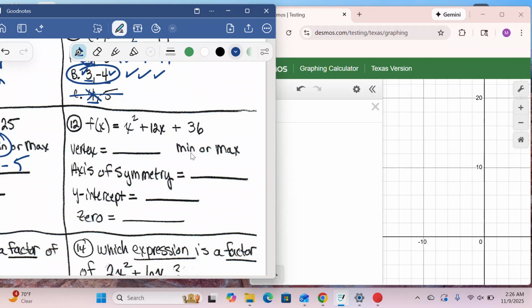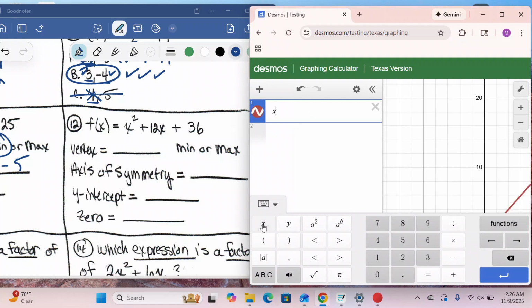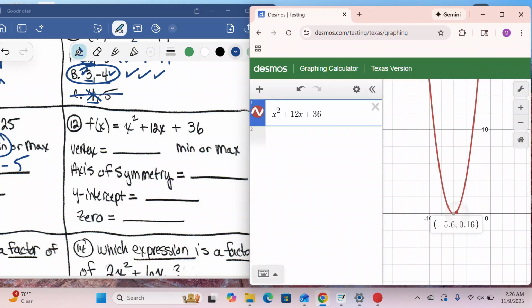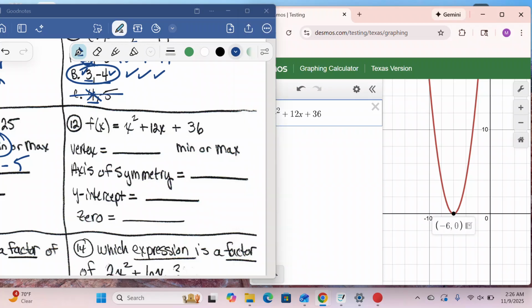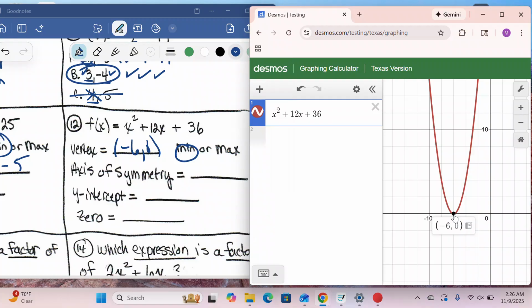So once again, I'm going to go ahead and input the equation. And it's going to be x squared positive 12x, and then positive 36. So once again, I have my U shape. Does this have one vertex? It does. Is it a minimum? It is a minimum, so we already know that. And my vertex is negative 6, 0. And sometimes we want to check the work to make sure it is correct, and it is.